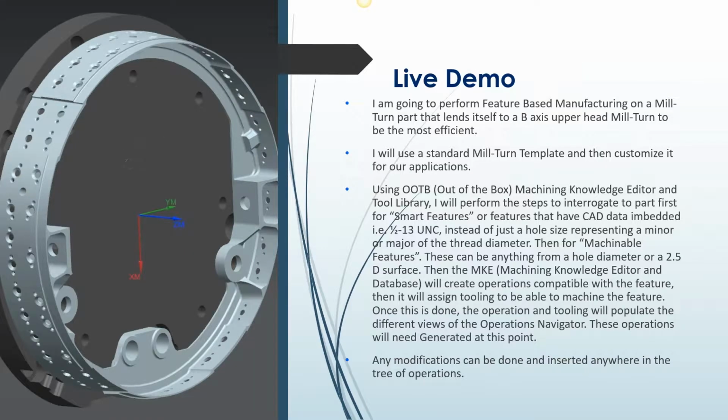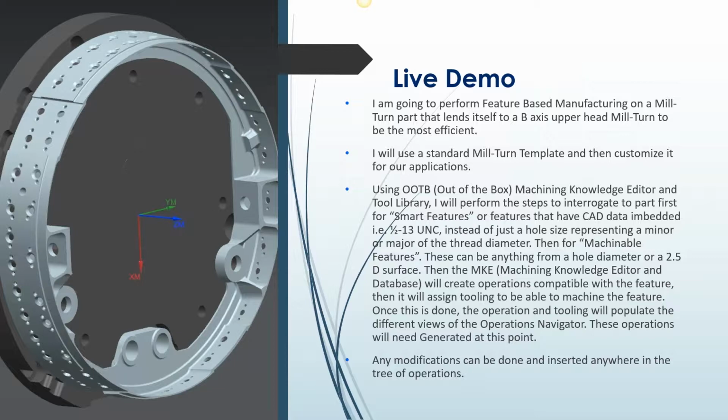We're going to do a live demo on this part here, and you can see there are tons of holes on it, and it's in a B-axis lathe, so that's the orientation. I'm going to perform the feature-based manufacturing on this mill-turn part. That lends itself to B-axis upper head mill-turn being the most efficient way to program it.